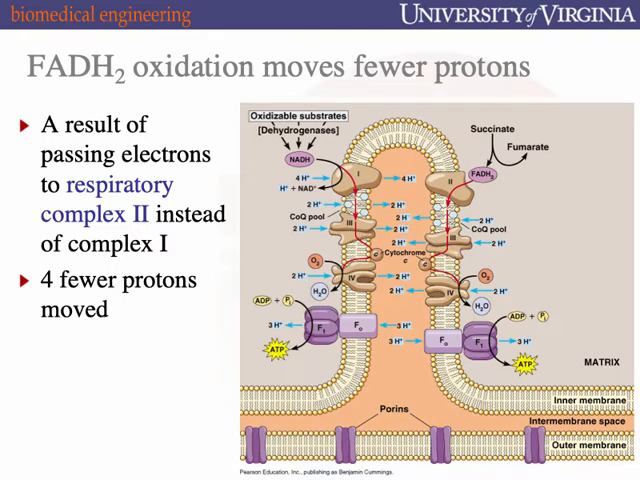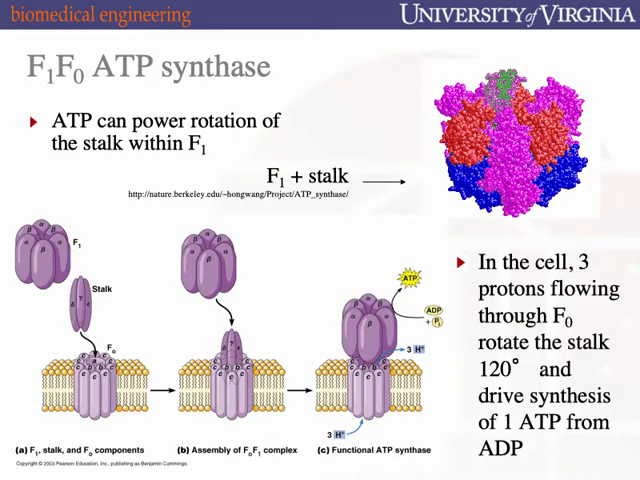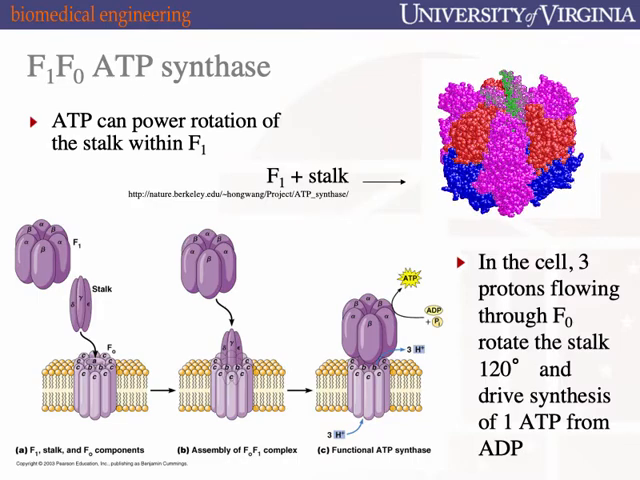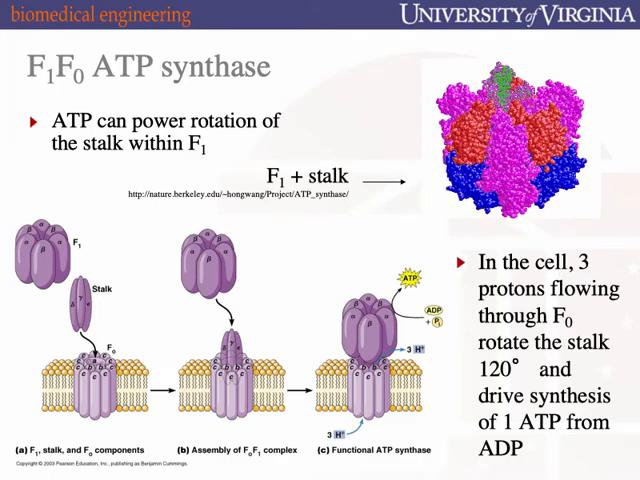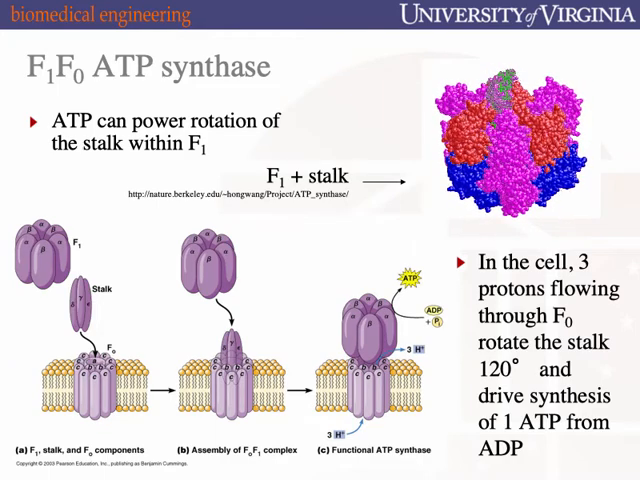Thus, the net proton pumping outcome of an FADH2 is 4 fewer protons compared to NADH because it does not engage complex 1. And we'll see why the proton accounting is important, because it relates directly to the ATP generating capacity of the proton gradient. Where those protons come immediately to bear on ATP synthesis is with this pump run in reverse, called the F1F0 ATP synthase.